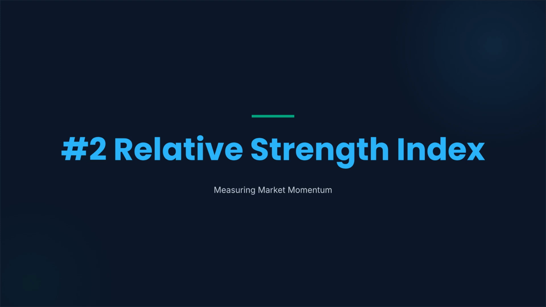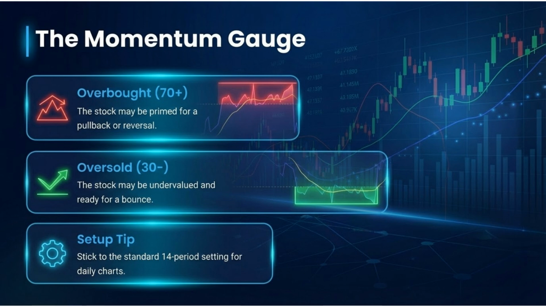Next, we'll look at the Relative Strength Index, or RSI, which is key for measuring market momentum. The RSI acts as a momentum gauge. A reading of 70 or above suggests the stock is overbought and may reverse. A reading of 30 or below suggests the stock is oversold and ready for a bounce. Use the standard 14-period setting for daily charts.